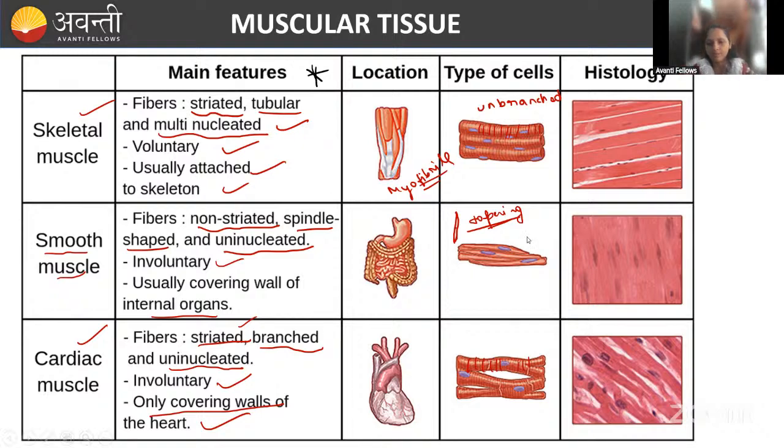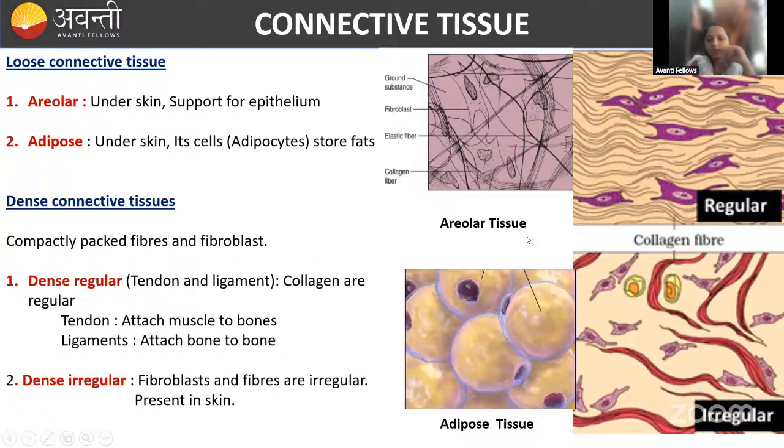Mainly remember. Okay, fine. Then coming to the connective tissues, guys. In the connective tissues, mainly two types are there, areolar and adipose. Coming to the areolar, these are mainly present under the skin, and they support the epithelium. In the basement membrane, you have seen, right? In the basement membrane, you can see the areolar tissues.